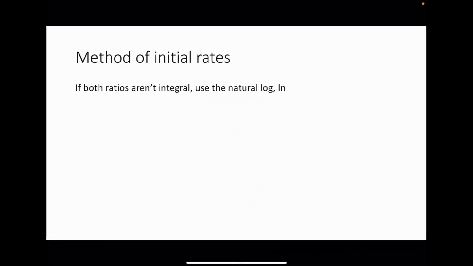So now what do you do in the example? I had a pretty easy example. I had both cases where my X and Y were equal to 1. But it's possible that the order of the reaction is not integral. And so the way you're going to solve for that is you're going to use the natural log. And actually the natural log method is going to work whether it's integral or not. So if you want to be consistent, you can always use this method.